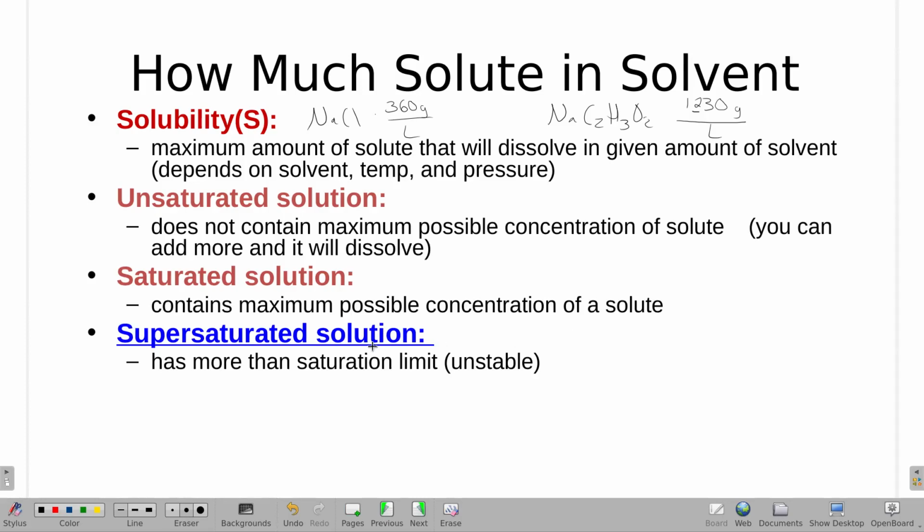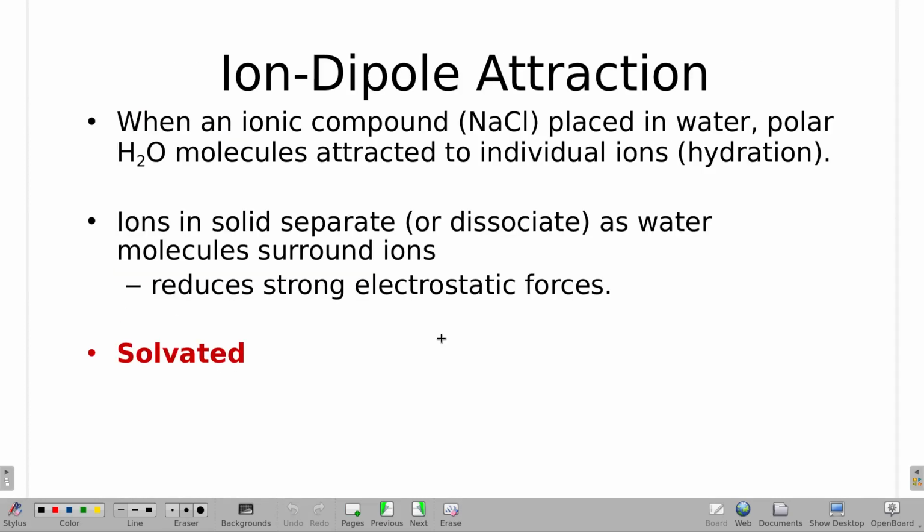Other supersaturated solutions you've come in contact with: maple syrup. It's actually a supersaturated solution of sugar water. At least, there are other additives in there, but the main supersaturated substance is just sugar. Okay.